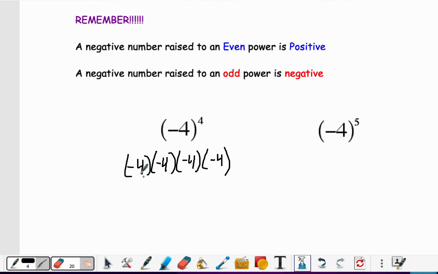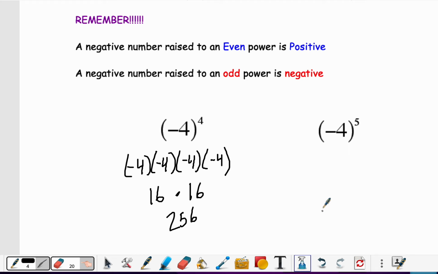And what ends up happening is you take negative 4 times negative 4, that's 16, times negative 4 times negative 4, that's also 16. All of a sudden you have a positive number, 256 for what it's worth. Negative 4 to the 5th power, though, is going to be a negative value. You would take negative 256 times negative 4, basically, at that point.